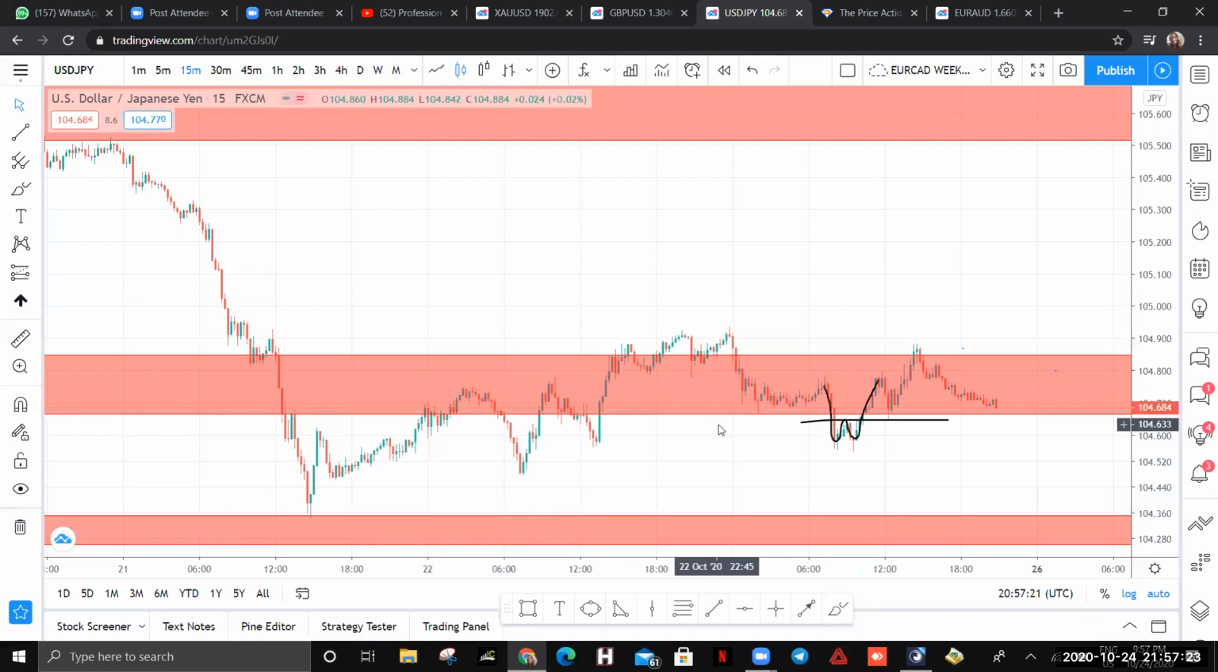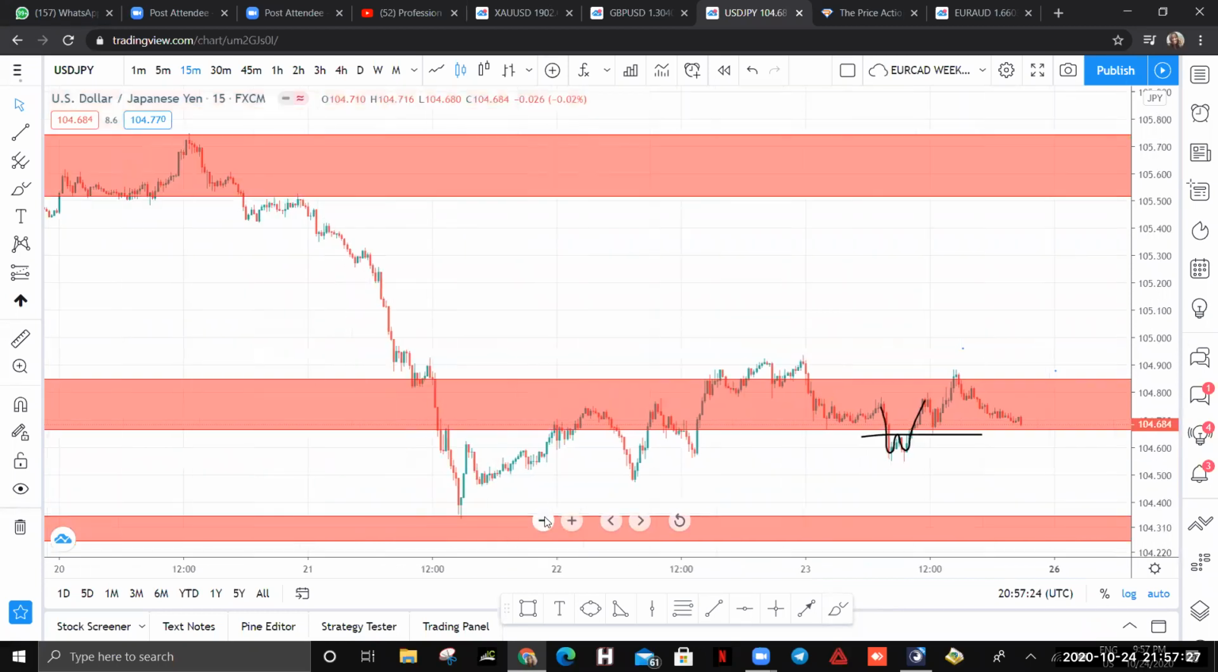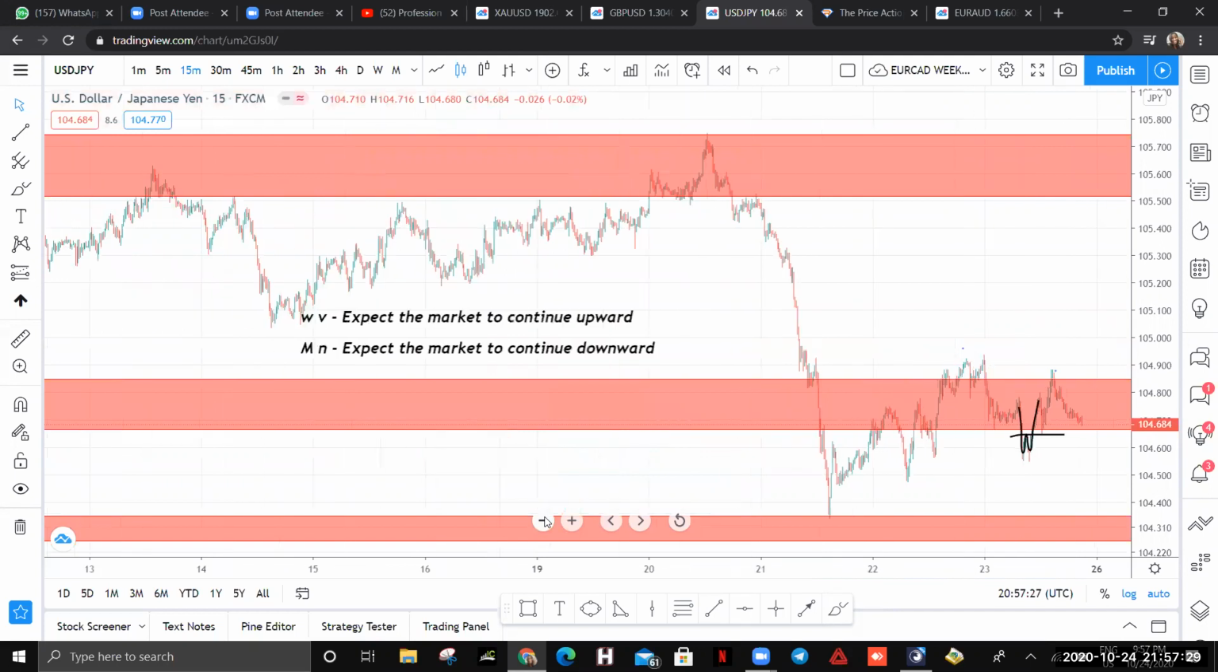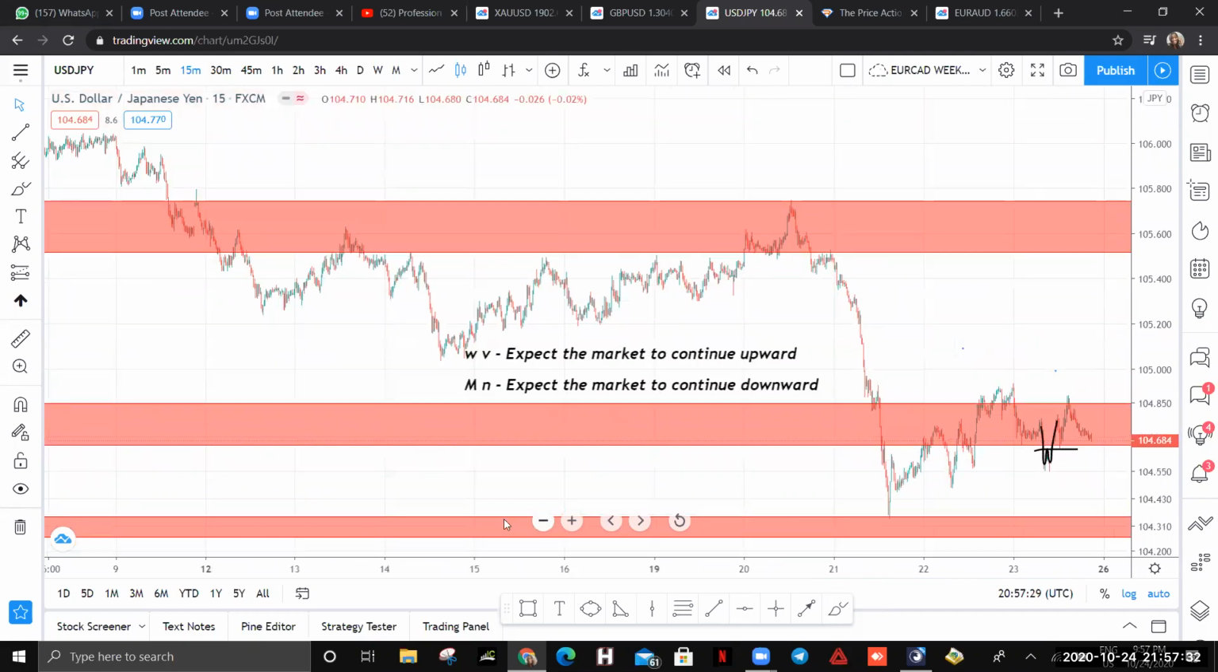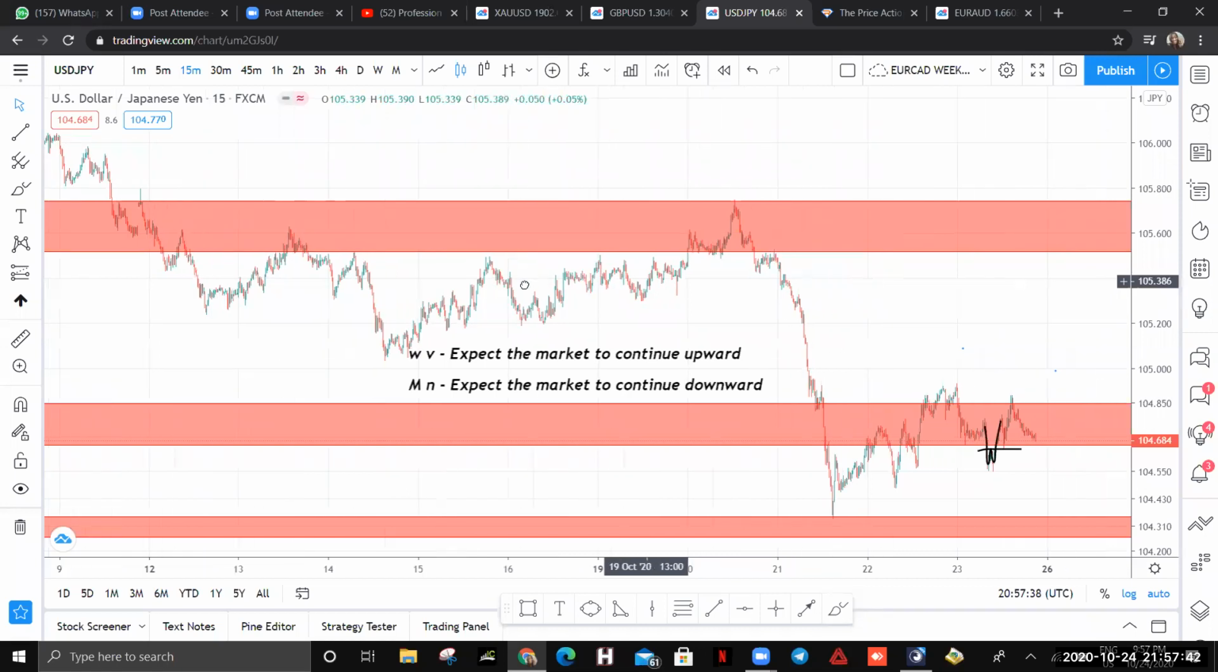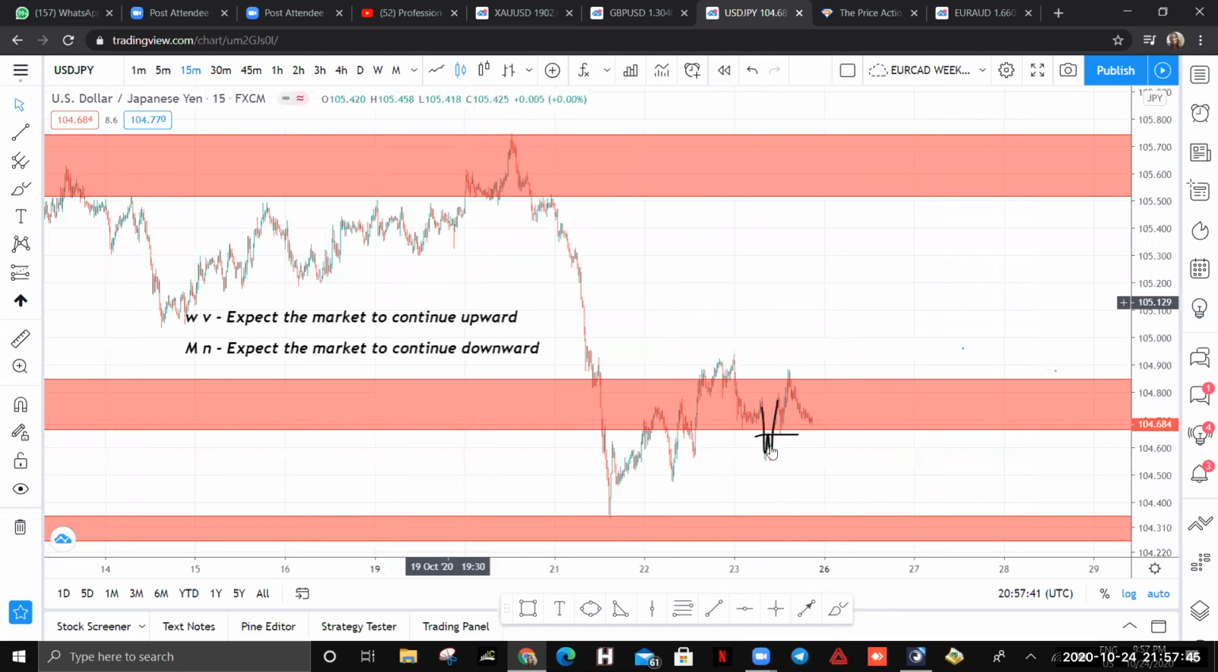Now I want to look for one that actually is invalid. Let me see if I can spot one. Okay, beautiful. Okay, no, this is not a perfect one. I need a perfect W. Maybe on our previous chart, if I see something that is perfect for us to enter, then we'll enter. Now, I showed you the W and V. When you see it in the market, expect the market to do what? Go up.